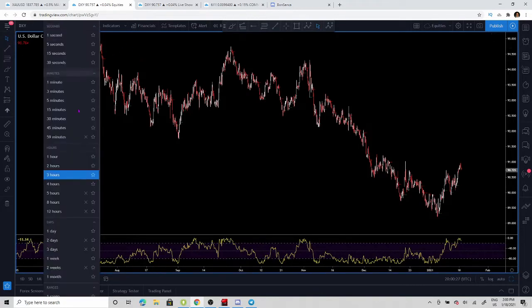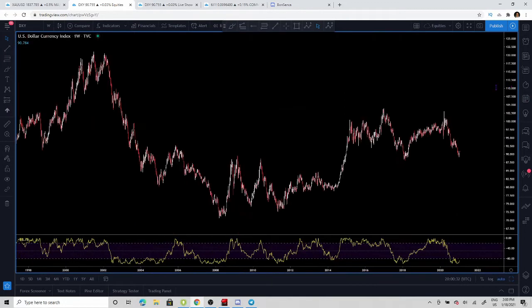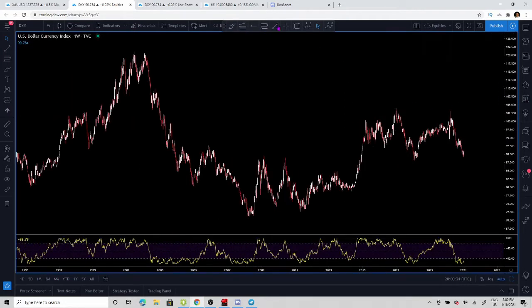Before we go any further, let's go to the weekly chart on the DXY. This is the US dollar currency index, and I'm going to show you what's going on here. We have this structure that is in play on the weekly. This is a massive structure that dates from March 28, 2008. So this is a massive structure, right?